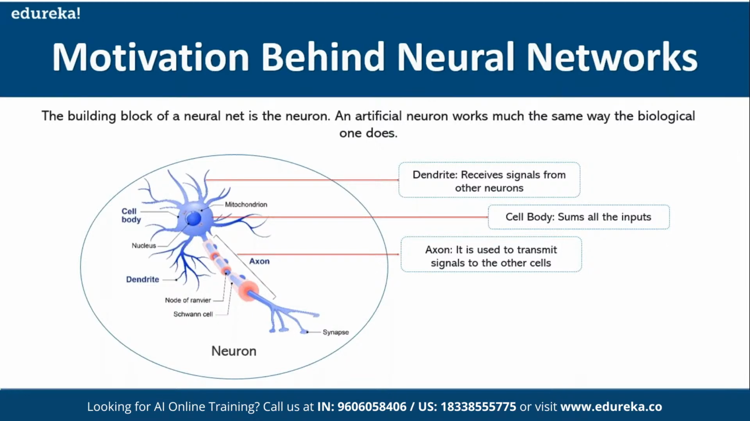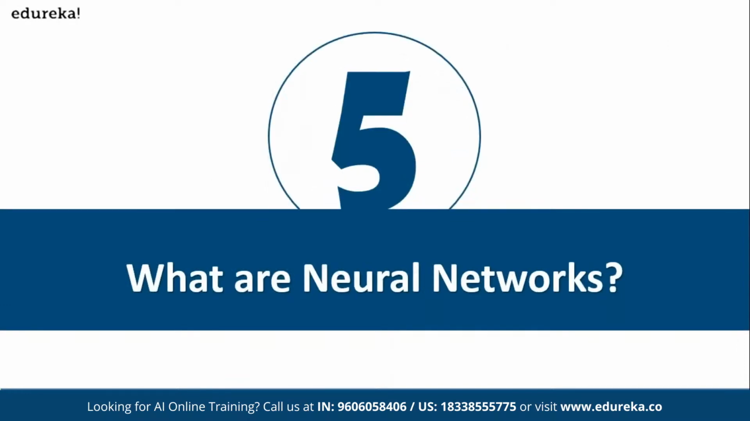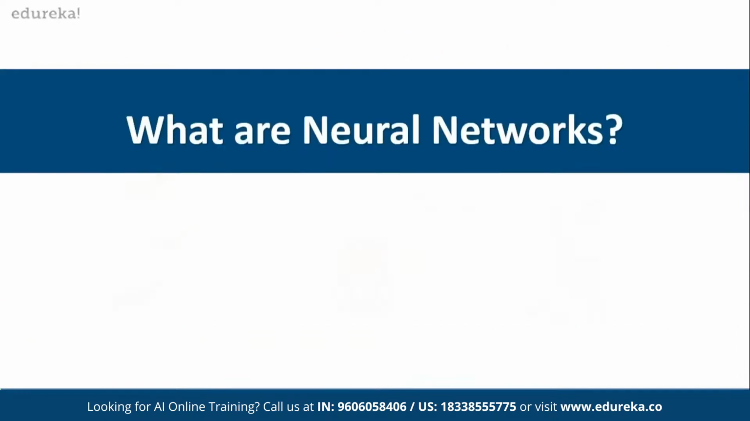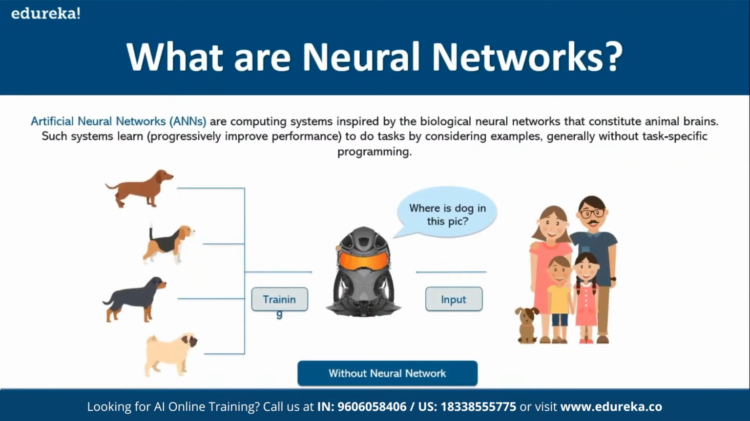If you happen to see, a combination of such neurons becomes a neural network. So, what is a neural network or artificial neural network? It is predominantly called ANN. What you see here is a very, very interesting image. You are seeing some kinds of dogs, and you are showing an application a photo of a family with a dog.